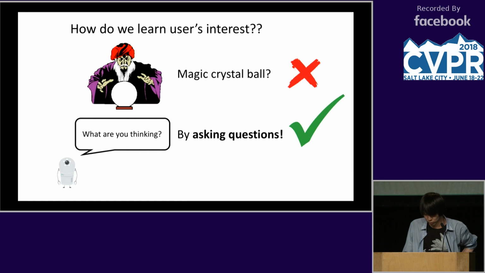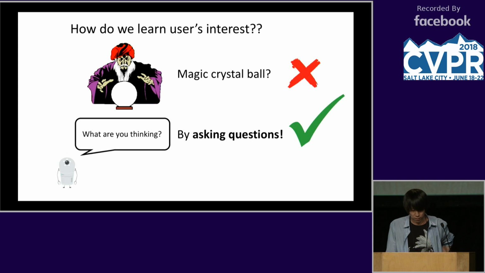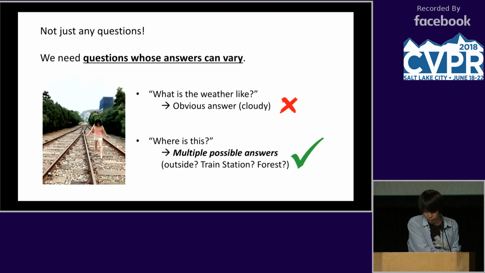So the question is, how do we learn the user's interest? Obviously, we didn't develop a model to read the user's mind, and we do it instead by asking questions directly to the users. But not any type of question is viable for learning the user's interest. We need questions that have multiple possible answers so that user's answer can reflect the user's unique attention and interest. For example, in this image, an answer to the question, what is the weather like, will most likely be cloudy, whereas a question like, where is this, might lead to different answers, like outside, train station, or forest, from different people, depending on what they focus on.